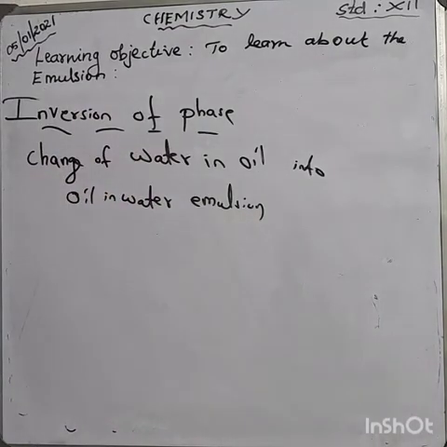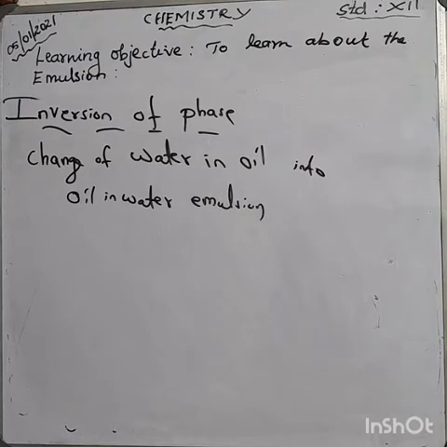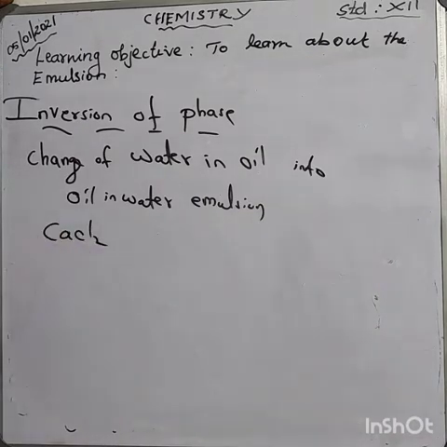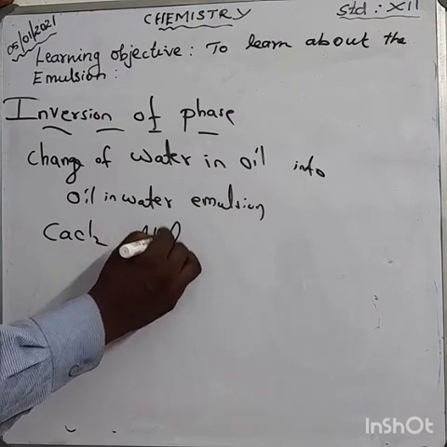This is one of the important 2-mark questions. What is inversion of phase? The change of water in oil emulsion into oil in water emulsion is called inversion of phase. Here we are using agents called calcium chloride and also aluminum chloride. What is the formula for calcium chloride? CaCl2, calcium chloride, and also aluminum chloride, AlCl3.